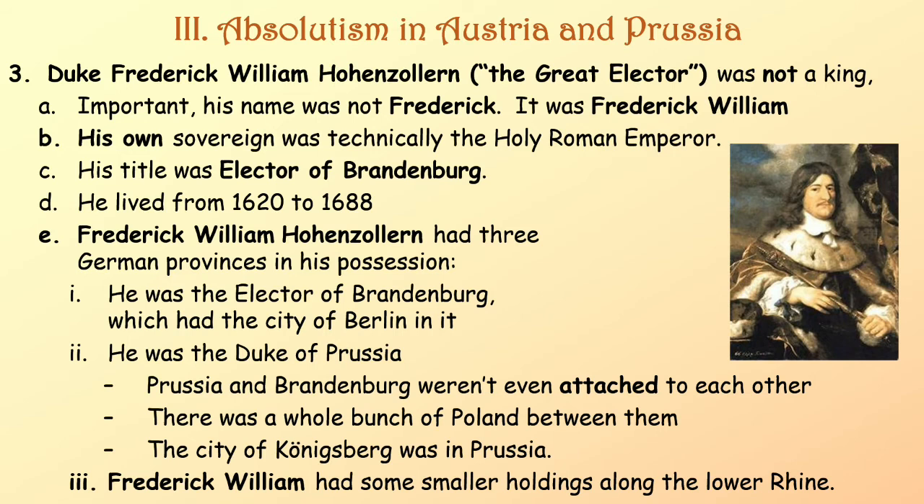Frederick William Hohenzollern had 3 German provinces in his possession. He was the Elector of Brandenburg, which had the city of Berlin in it. He was also the Duke of Prussia. Prussia and Brandenburg weren't even attached to each other. There was a whole bunch of Poland in between them. And the city of Königsberg was in Prussia. Also, Frederick William had some smaller holdings along the lower Rhine.